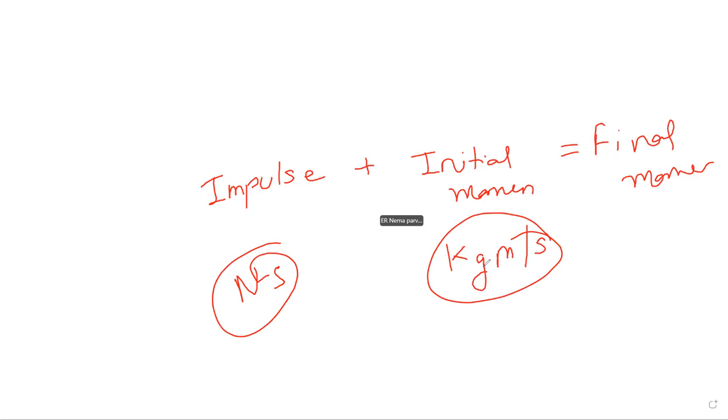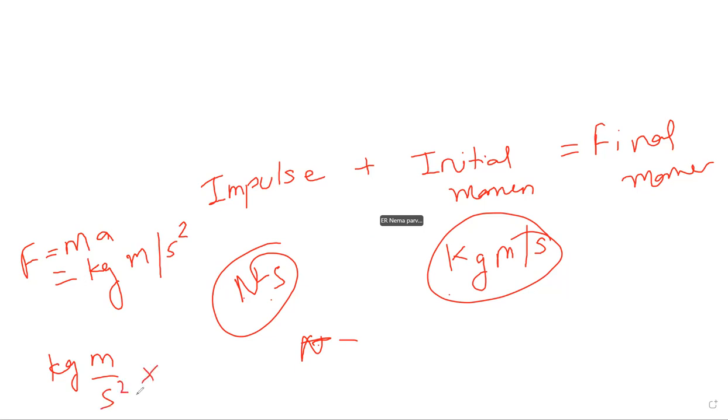In the last class I have explained, I think you have forgotten. This Newton second and this kg meter per second are both the same. How? What is Newton? Newton is the unit of force. Force equals m times a from Newton's second law. M is kg, acceleration is meter per second square. And if I write N s, it means Newton multiplied by second. That means kg meter per second square multiplied by second, you will get kg meter per second. Understand? Is it clear or not?